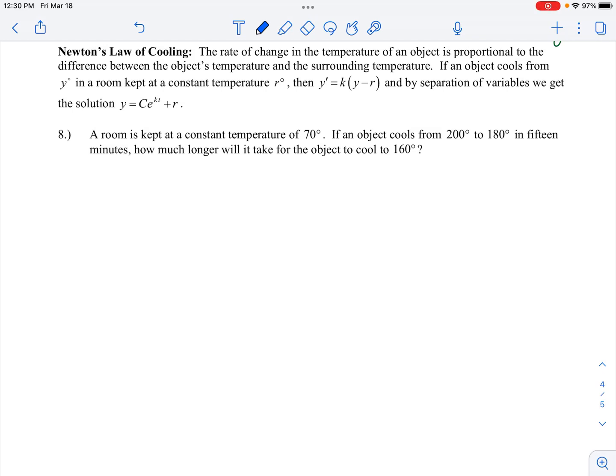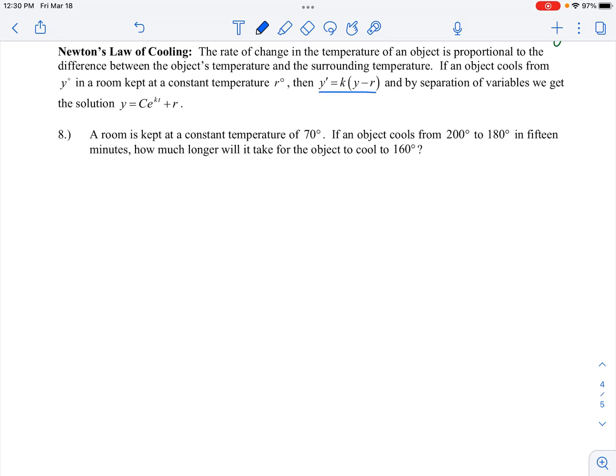Another application involving exponential functions comes from Newton's law of cooling. So here's what the rule states. The rate of change in the temperature of an object is proportional to the difference between the object's temperature and the surrounding temperature. So that gives us the differential equation that we see down here.